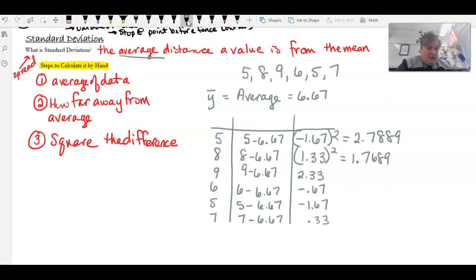And I still don't have my calculator set up on my computer yet, so I'm using one in my hand.